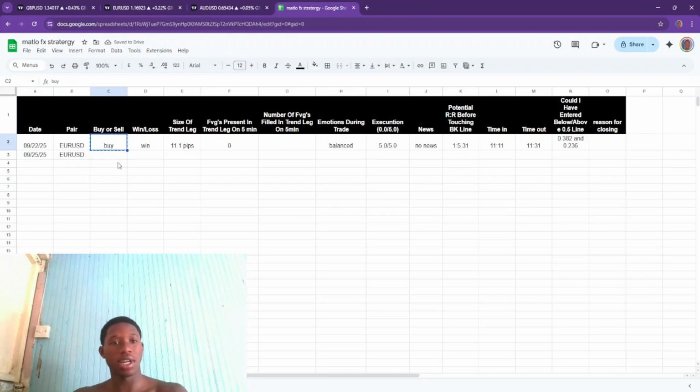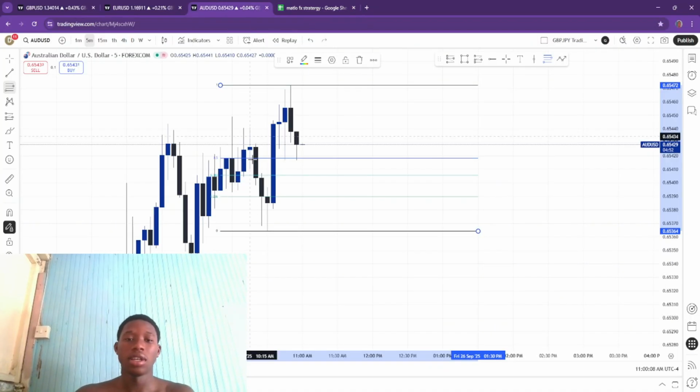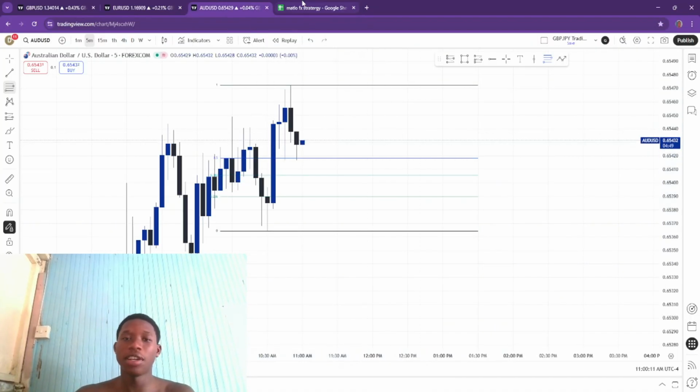What trade was it? It was a buy. If I remember correctly, it was a win. I cannot remember that. I know for sure it was zero, but emotions were pretty balanced. Execution 5 out of 5. No news, I don't know if they have news. Time in, time out. Reason for closing: hit my TP. All right, so let's look at the charts. We'll fill out the rest of the information later. We'll go back to the trade, but right now it's chart time.